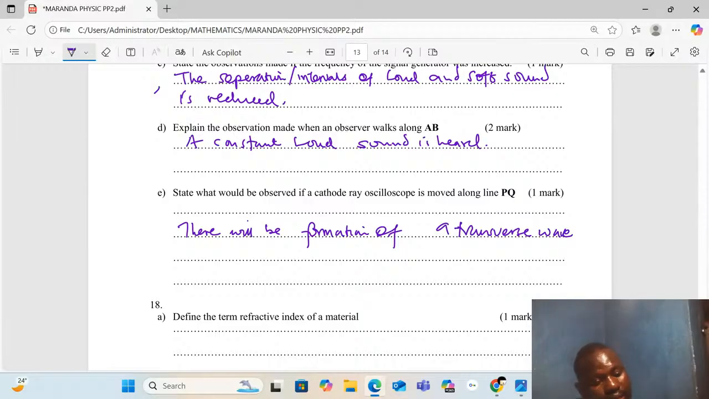Transverse wave. A transverse wave is one in which the particle causing the displacement moves perpendicular to the wave direction. That is where the sound lies.